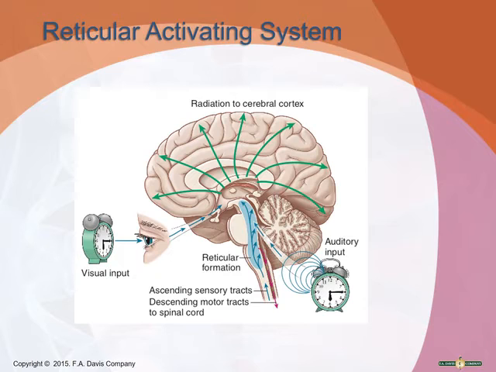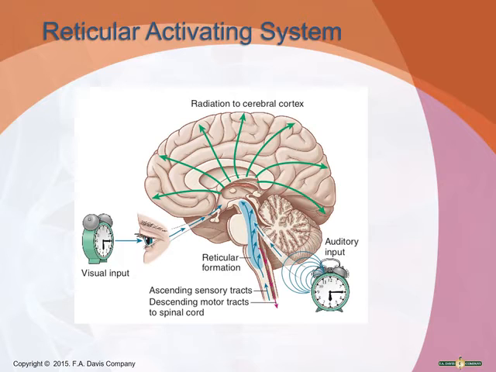This system receives input from the eyes and the ears, filters out insignificant signals like routine noise, and it sends impulses to the cerebral cortex so the mind remains conscious and alert. Drugs that depress the reticular activating system help you fall asleep.